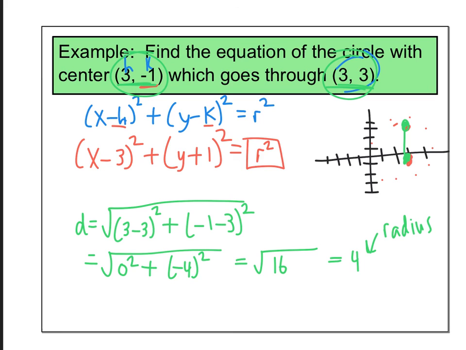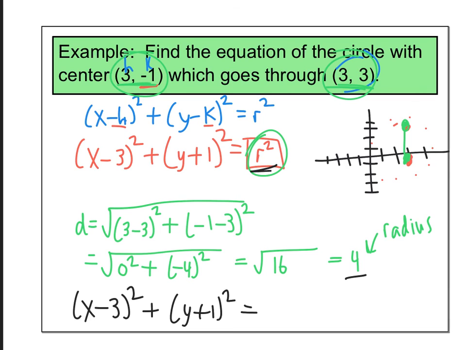So to finish our equation, I just need to put r squared right there. Our final answer, we knew it was x minus 3 squared plus y plus 1 squared. Now if the radius is 4, r squared in the equation needs to be 16. So don't put 4 there. It's always the r squared value. And that would be the equation of a circle that would meet these conditions.